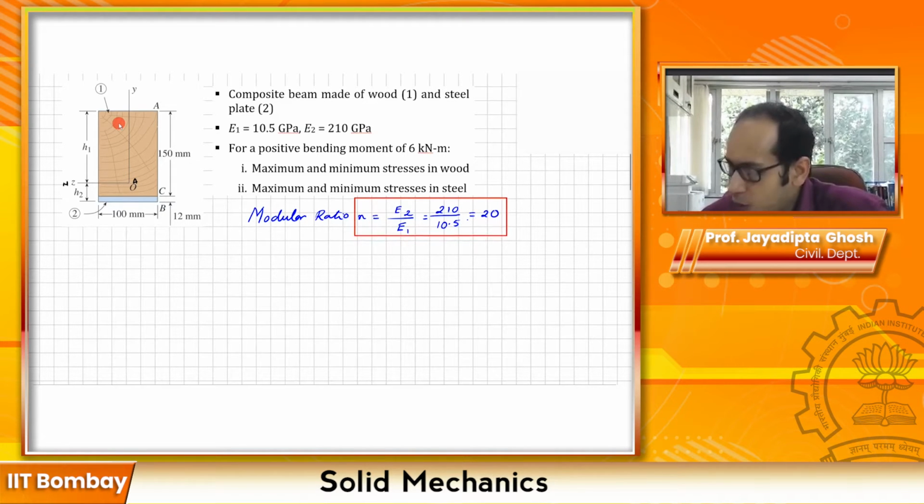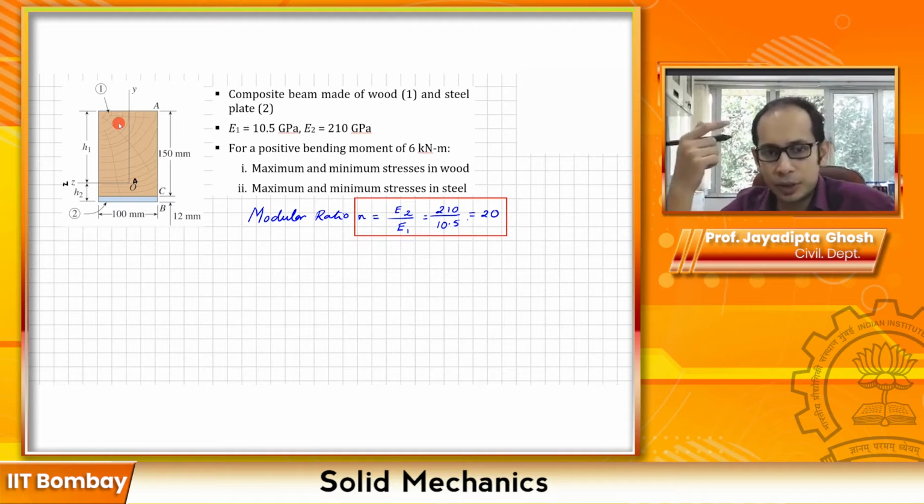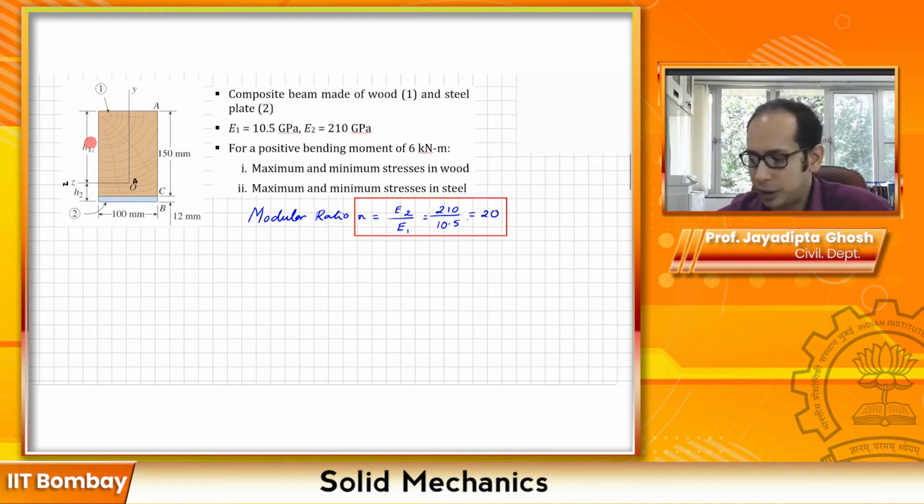Now how am I going to use this modular ratio? Remember, the second or the third step is that the width of material 2 now increases. Material 1 stays the same. So material 1, the section that you see over here, stays the same.